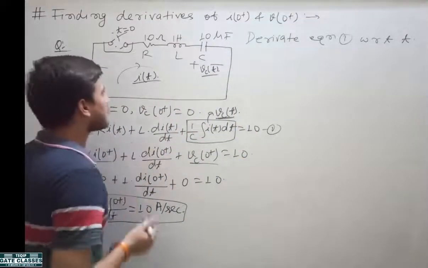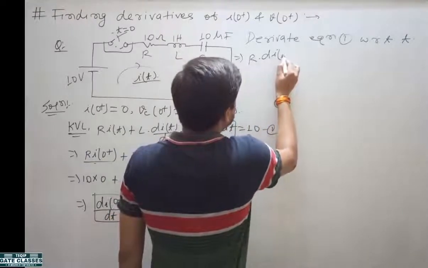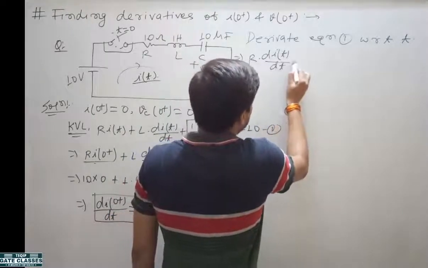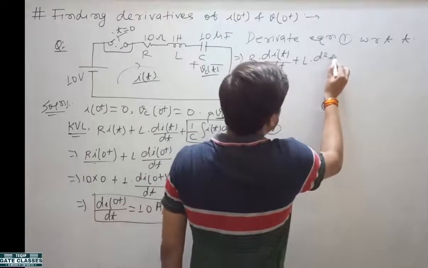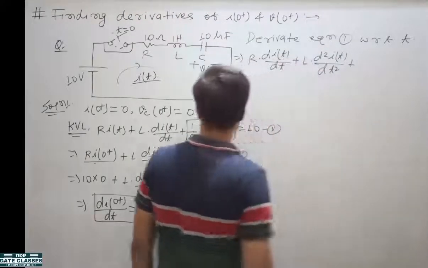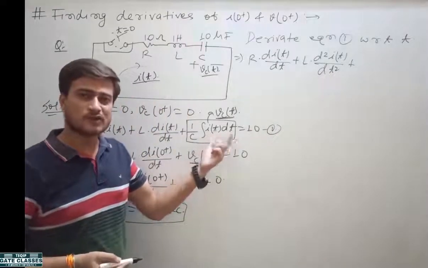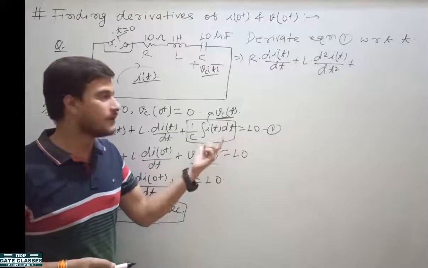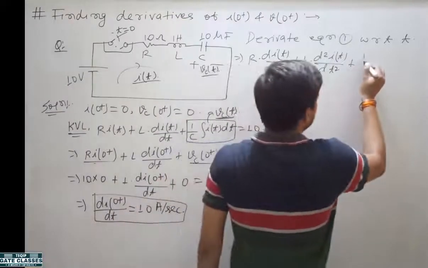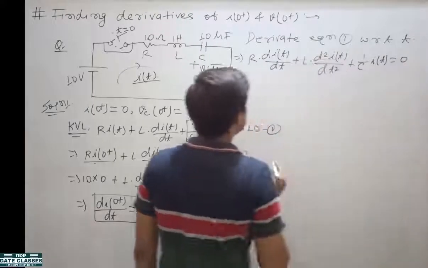If you differentiate equation 1, we will get R into di t upon dt plus L into d square i t upon dt square plus C. The derivative of this part, it is the integration of i t, so its derivative will be simply i t. So plus 1 by C into i t will be equal to the derivative of a constant, which is 0.